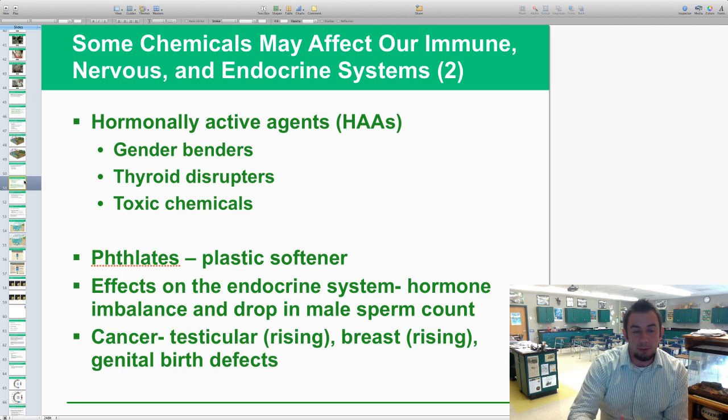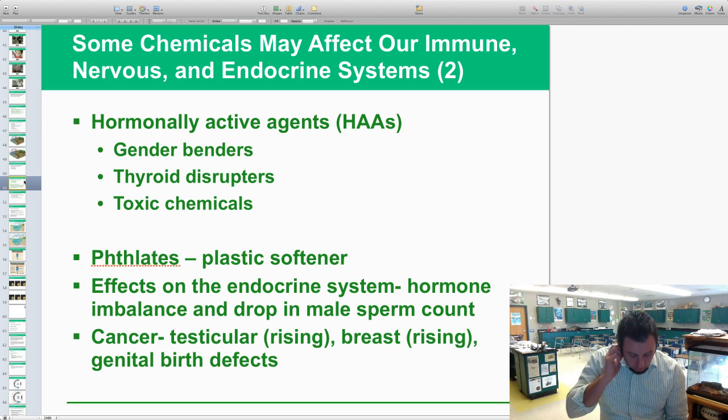One thing that stems from your endocrine system is the hormone that can tamper with it: the hormonally active agents, or the HAAs. They're either called gender benders, thyroid disruptors, or toxic chemicals. Those are a couple of different types, and they can do a number of different damages to your endocrine system.